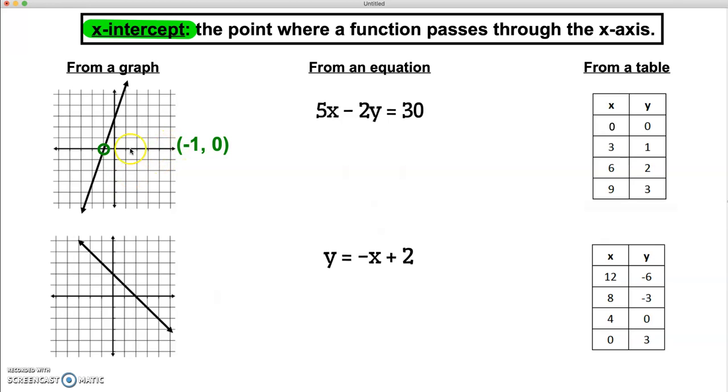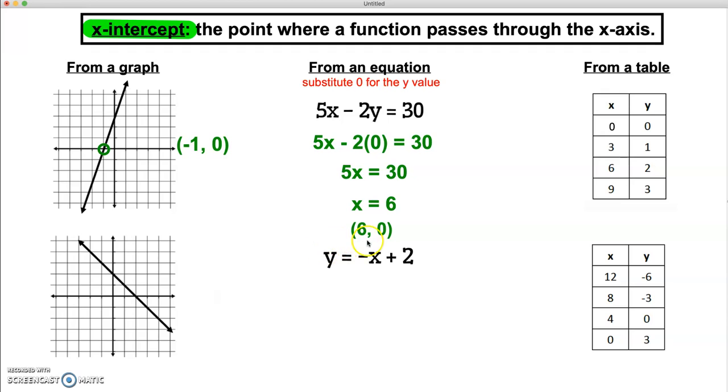If the x-intercept will always have a y value of 0, to evaluate it from an equation, we can substitute 0 for the y value. So plugging in 0 for the y, we'll get this equation that we can then solve for the x value of the x-intercept. So after solving for the x-intercept here, we get an x value of 6. The x-intercept is then written as the point 6, 0. Notice again the y value is 0.